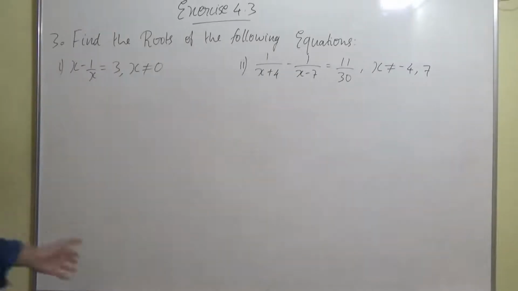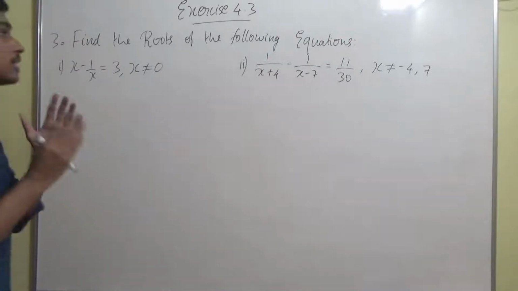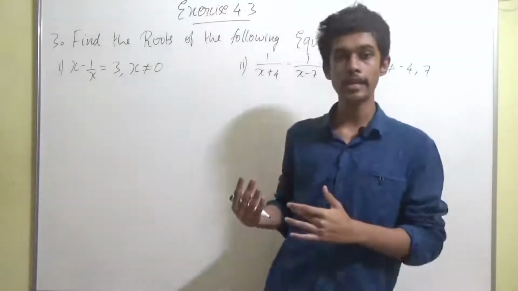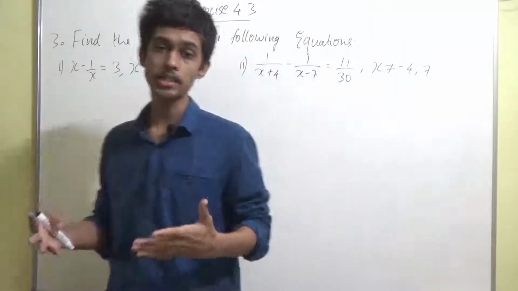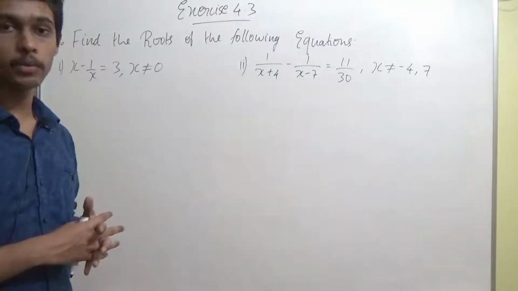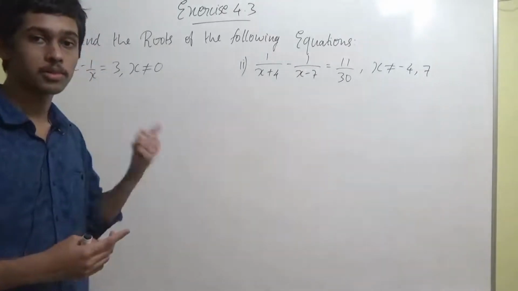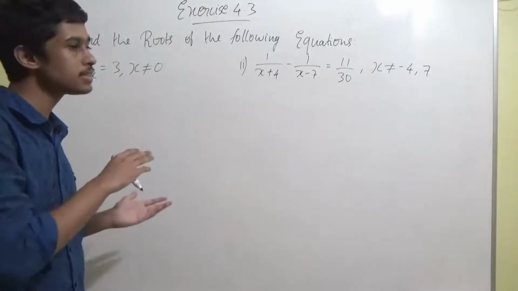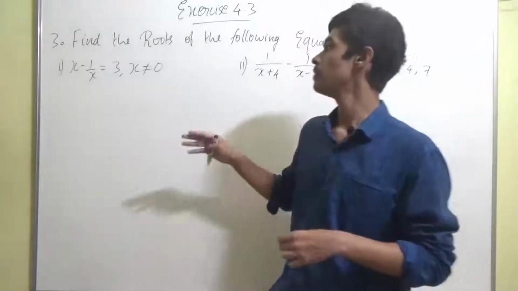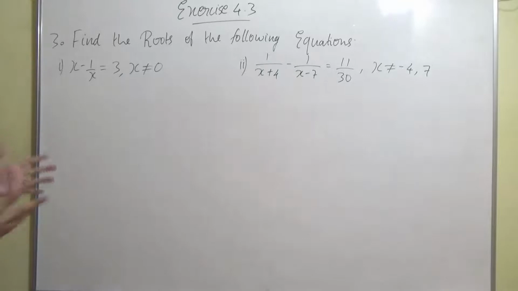Okay, guys, now let's go to the third question of the exercise. It says find the roots of the following equations. Here they didn't specify which method we have to solve it with. So we can either use the completing the square method, or the quadratic formula. You can also do it with factorization, because that was the first method. But since this exercise comes just after the two methods, completing the square and the quadratic formula, we'll probably use one of these two methods to find the solution.